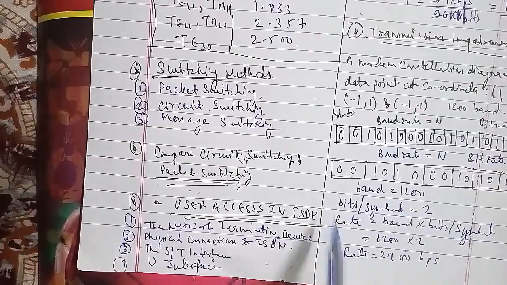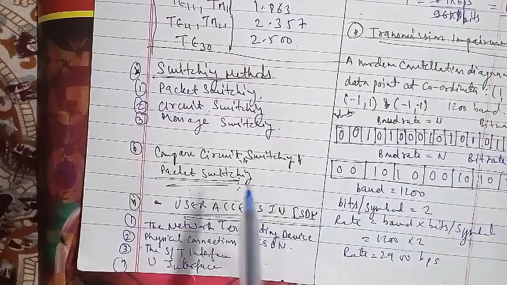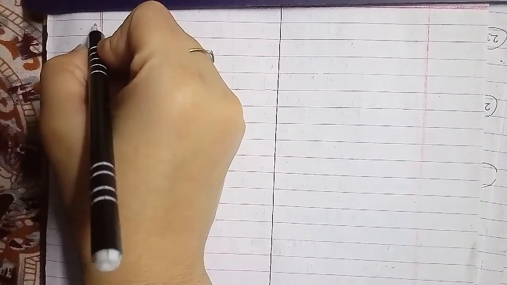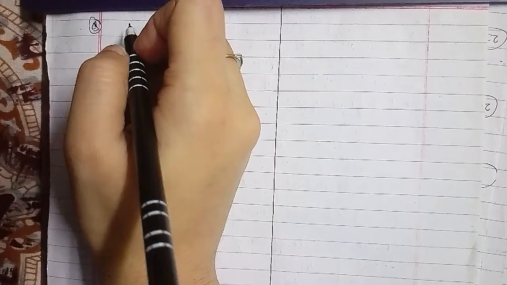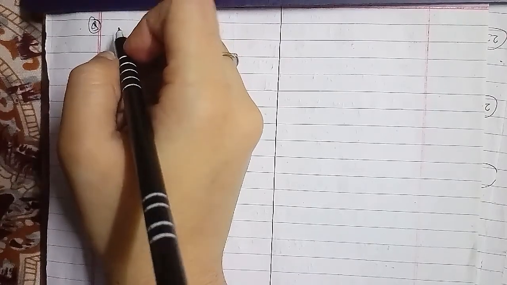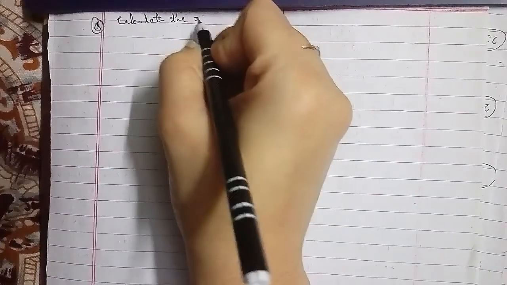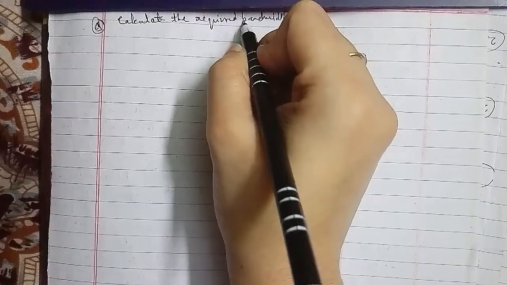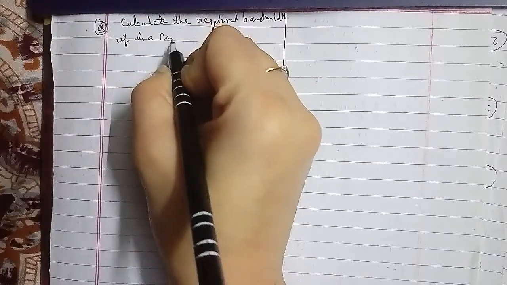Calculate the required bandwidth if in a communication channel the signal power is 10 watt and information transmission rate is 10 kbps. This has been asked in the 5 marks question paper here.